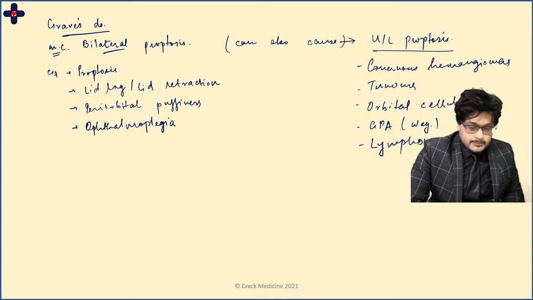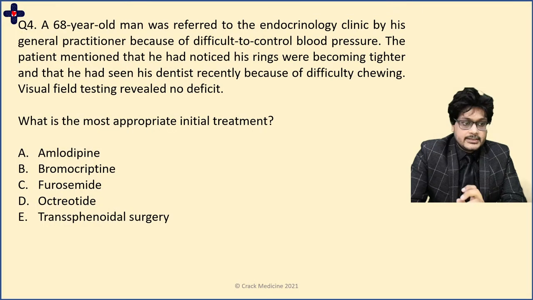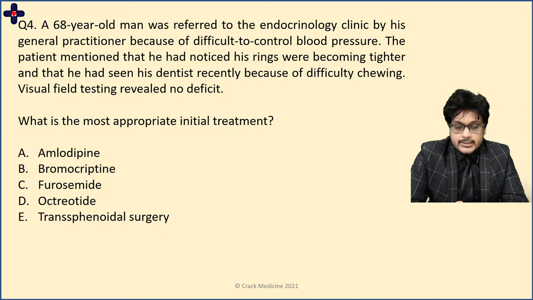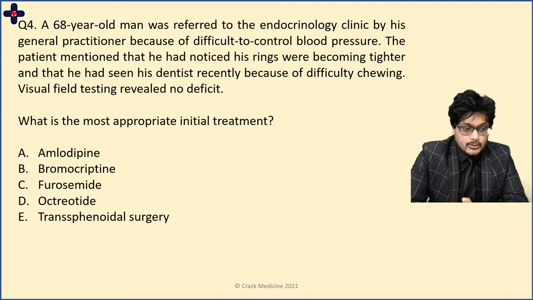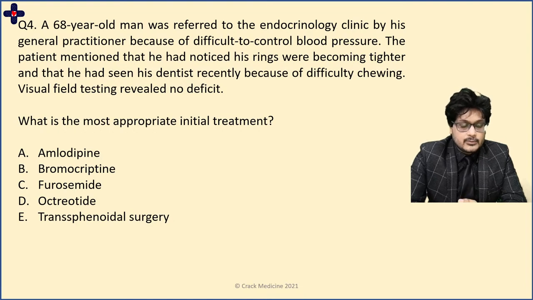Right. Let's move ahead. Remember, Graves' ophthalmopathy can present before overt, clinically evident thyroid problems like hypothyroidism. So it can be given in the question that the complete thyroid profile is normal, but the patient is having eye signs, so it will be Graves. Okay, let's move on to the next one.